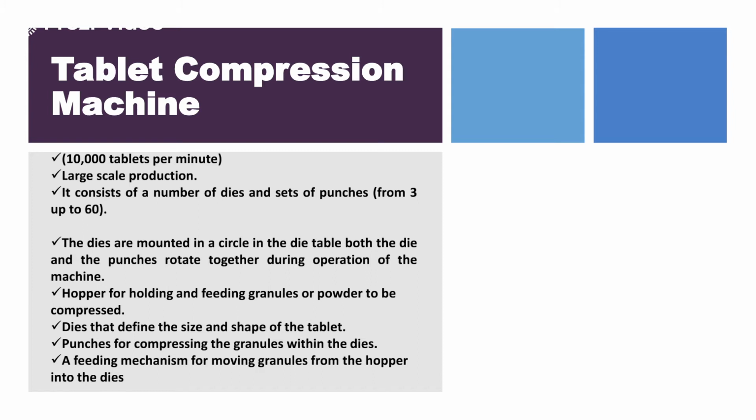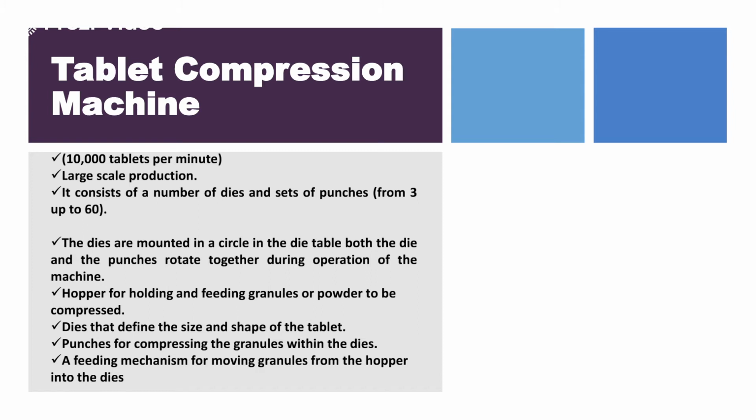So when the upper punch and lower punch strike, they form the tablet in the die cavity. The size and weight of the tablet required is customized with the help of the die cavity desired. So these are the main parts in the tablet compression machine.